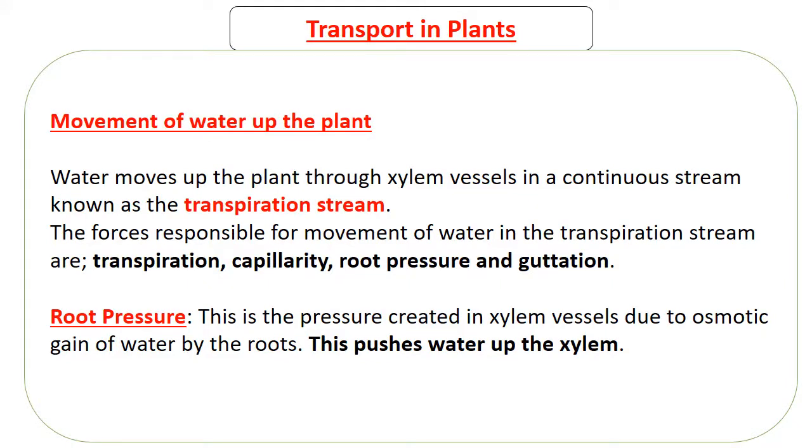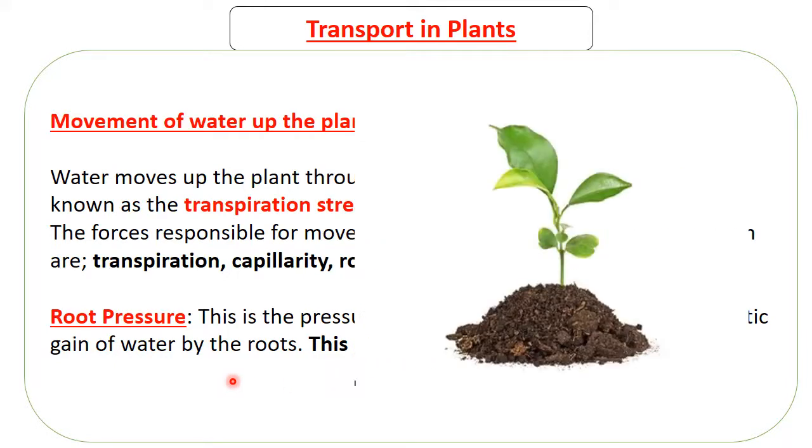The next is root pressure, which is the pressure created in xylem vessels due to osmotic gain of water by the roots. So the roots gain water by osmosis, and because of this, there is going to be pressure in the xylem vessel to move water up the plant. What does this really mean? If we have a plant like this, and the upper part of the plant doesn't have water, and the roots have water, so if the roots gain water by osmosis, according to the definition of osmosis, it means the roots are going to have a higher water potential than the upper part of the plant. So water will be trying to move to the upper part of the plant, therefore pushing whatever is in the upper part of the plant upwards. So this is root pressure.